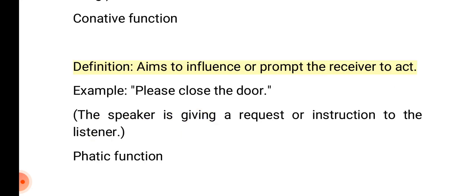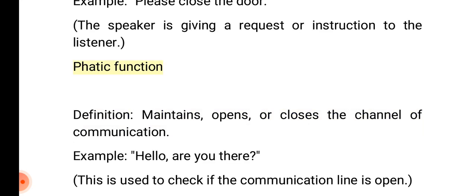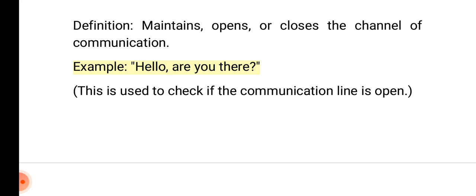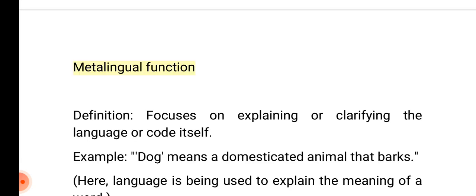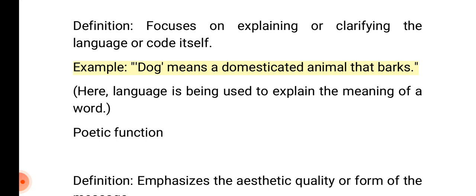Conative function. Definition: Aims to influence or prompt the receiver to act. Example: Please close the door. The speaker is giving a request or instruction to the listener. Phatic function. Definition: Maintains, opens, or closes the channel of communication. Example: Hello, are you there? This is used to check if the communication line is open. Metalingual function. Definition: Focuses on explaining or clarifying the language or code itself. Example: Dog means a domesticated animal that barks. Here, language is being used to explain the meaning of a word.